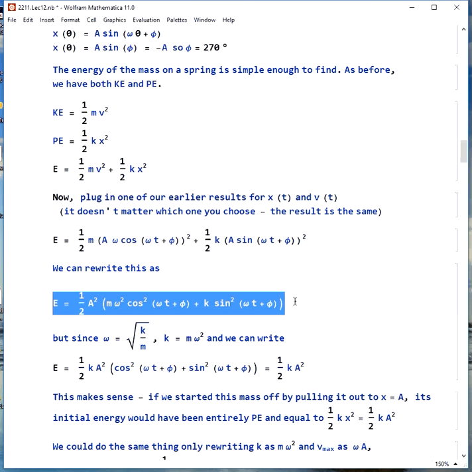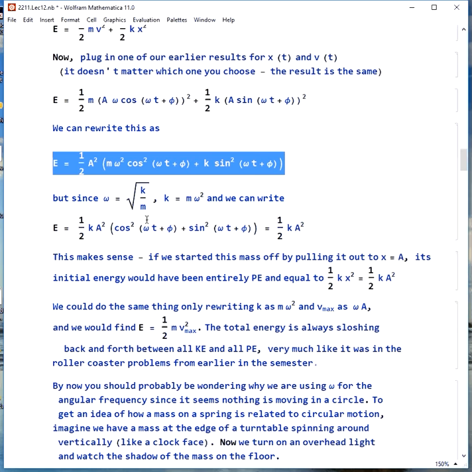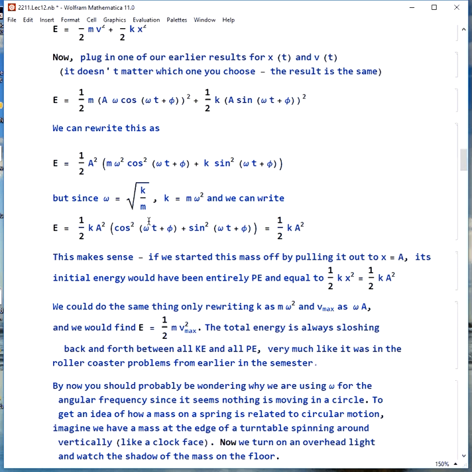And if we recognize that omega is the square root of k over m, so k is m omega squared, we can pull out 1/2 kA squared from each side, and we get that times cosine squared plus sine squared. And of course, since the arguments are the same, cosine squared theta plus sine squared theta is 1. So we get that the total energy is 1/2 kA squared, and that makes sense because that's what the energy was in the first place.